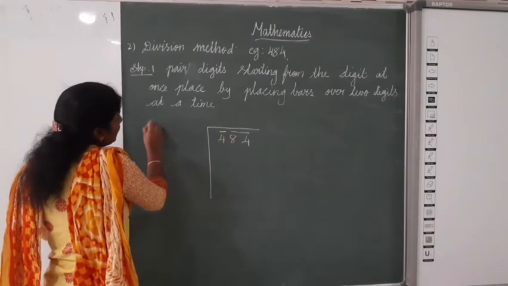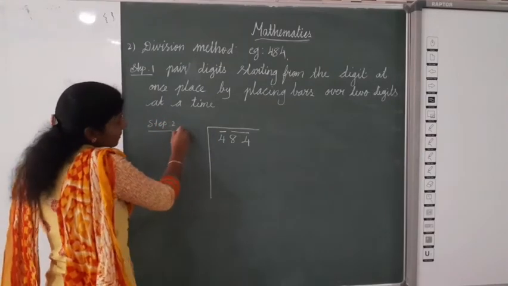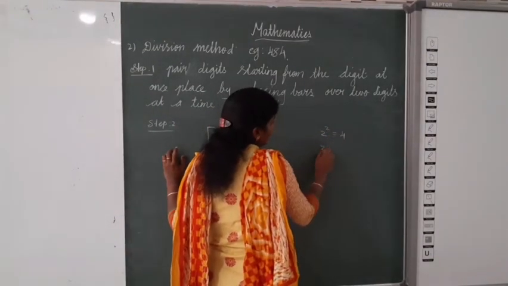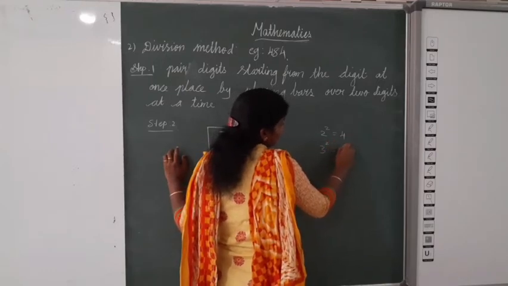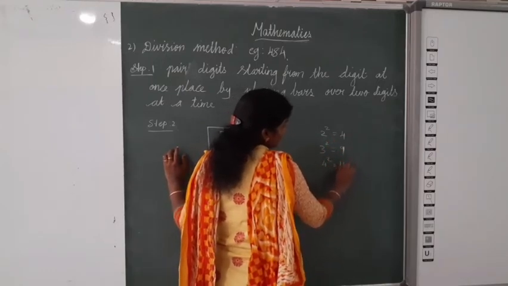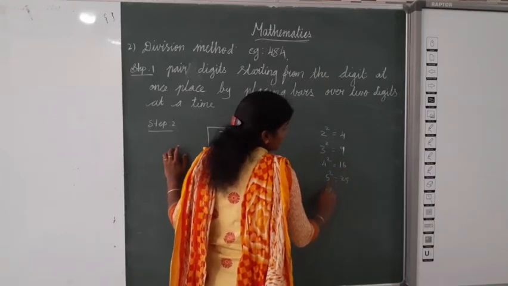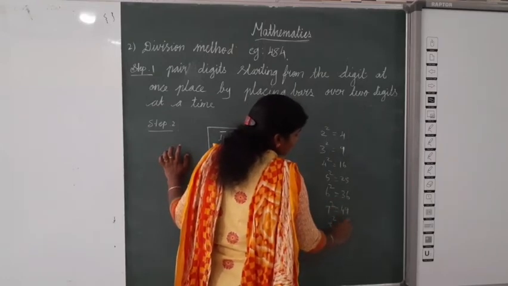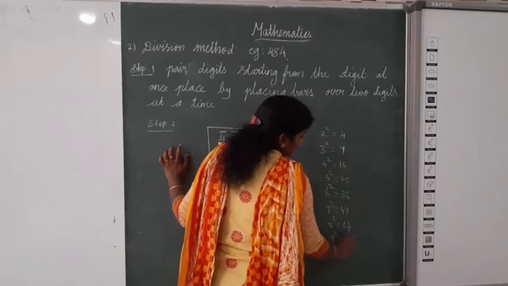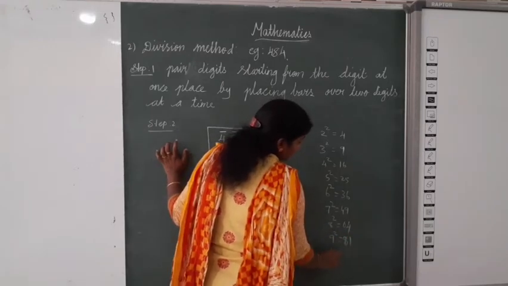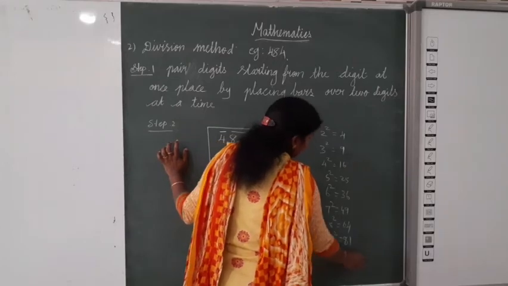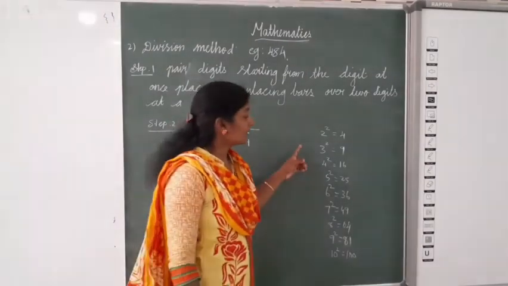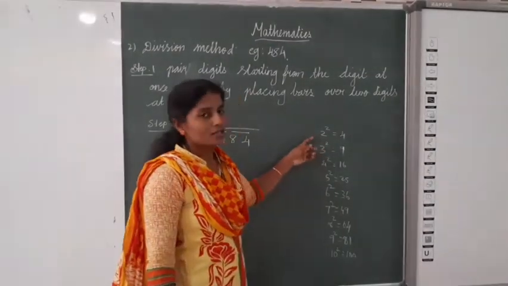Then step 2. Now listen here, 2 square is 2 2s are 4. 3 square, 3 into 3, 3 3s are 9. 4 square 16, 5 square 25, 6 square 36, 7 square 49, 8 square 64, 9 square 81, then 10 square is equal to 100. Now we no need to use the multiplication table. We can use this square table, square numbers.